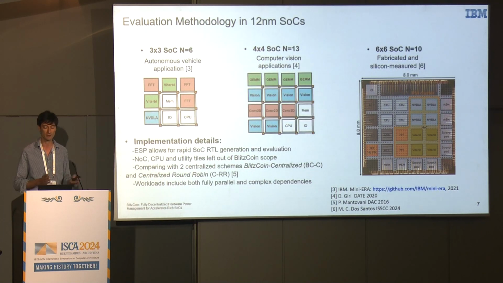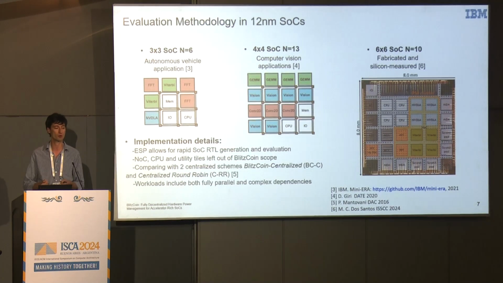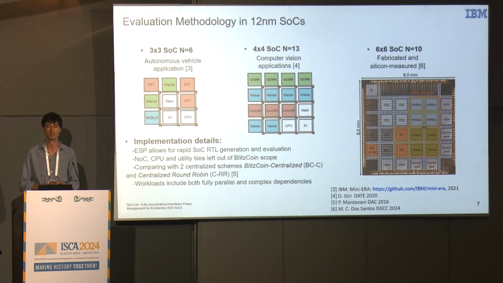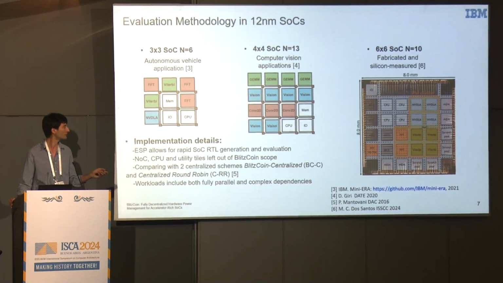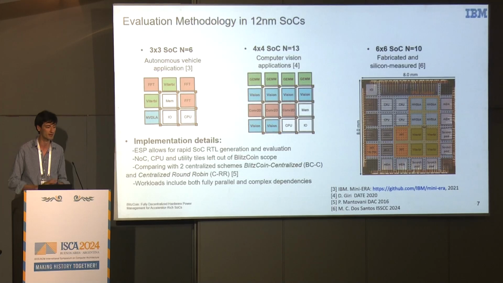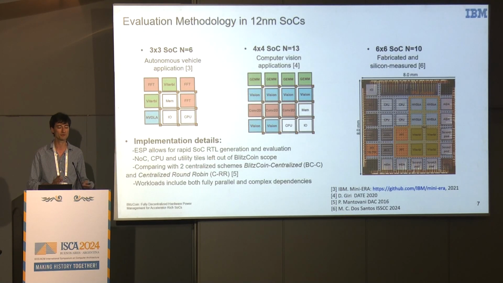So now, how did we evaluate BlitzCoin? We've implemented it into 3 different SoCs. The first two on the left, a 3x3 and 4x4, targeting 2 different applications, were validated at the RTL level on a 12 nanometer process, while on the right you can see a fully fabricated and measured SoC, also including BlitzCoin for the 10 center tiles marked in orange. This was all done thanks to ESP, which provides a very straightforward methodology for composing those different SoCs.